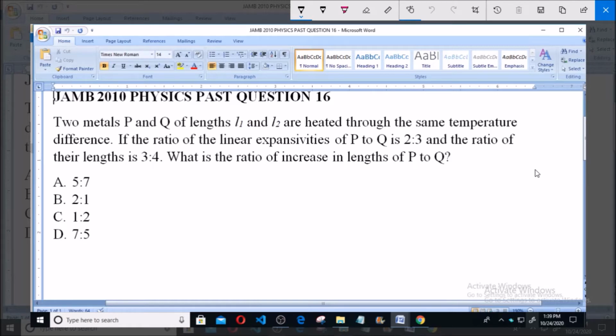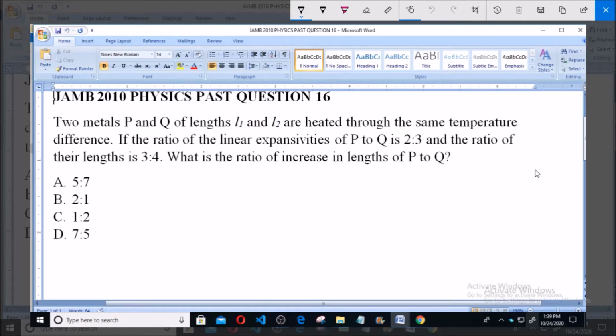Two metals P and Q of length L1 and L2 are heated through the same temperature difference. If the ratio of the linear expansivities of P to Q is 2:3 and the ratio of their length is 3:4, what is the ratio of increase in lengths of P to Q? A 5:7, B 2:1, C 1:2, D 7:5.